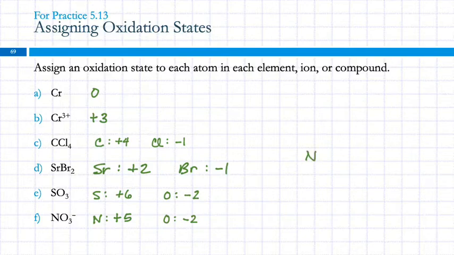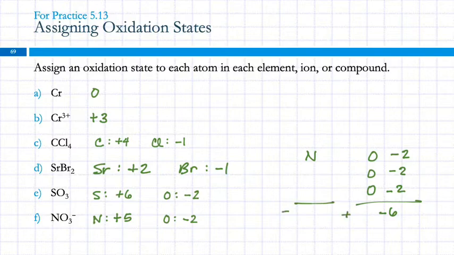So this is a little trickier, and so, draw a picture if you need to. This one's -2 and -2 and -2. So that's a total of -6. And I need these to add up to -1, right? Because that's the charge on the ion. So this needs to be +5. Any questions?